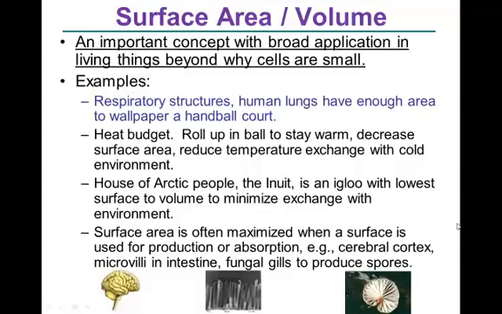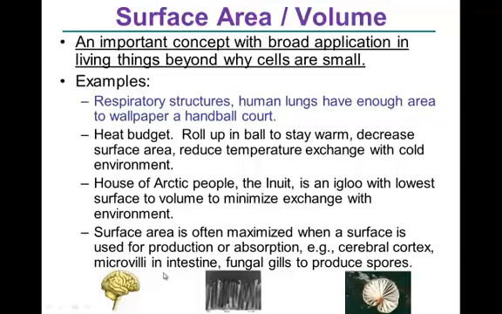And we can see in physiology and biology that surface area is often maximized when a surface is used for production or absorption. Think of your cerebral cortex. Here over on the left, this is a mammalian brain, and all these wrinkles provide greater surface area, and that's because in the cerebral cortex, if you have more neurons, you can have more complex interactions, and your brain is capable of higher order functioning.